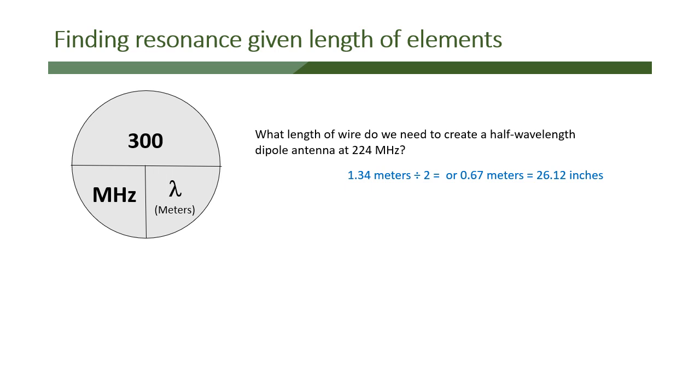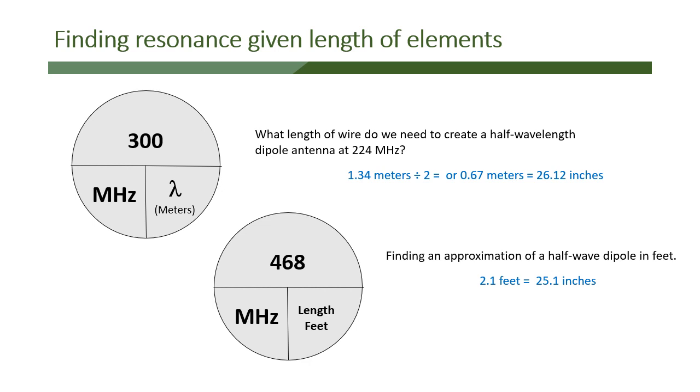And if we're going to design a half-wave dipole, we need to know that it has to be half the wavelength, and we know the wavelength is 1.34 meters, so we divide that by 2 and get 0.67 meters or 26.12 inches. And so we would design a half-wave antenna that would then have 26.12 inches for the element.